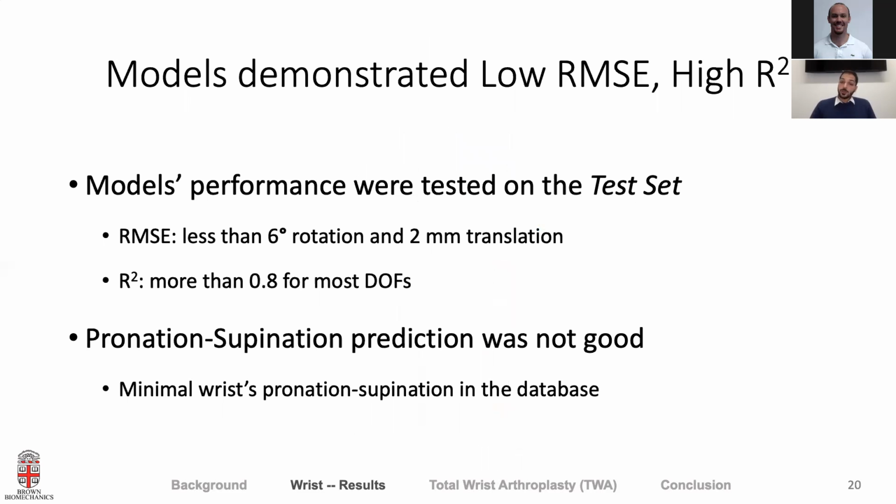We have 42 models, and I cannot go over all of the numbers, but overall, the root mean squared values were less than 6 degrees or 2 millimeters for all degrees of freedom. And the R-squared values were mostly high, but not for the pronation, supination of the bones. For most of them, it didn't work. This could be because pronation, supination of the wrist was minimal, less than 10 degrees in the database. The other reason could be that wrist pronation, supination was not one of our predictor parameters.